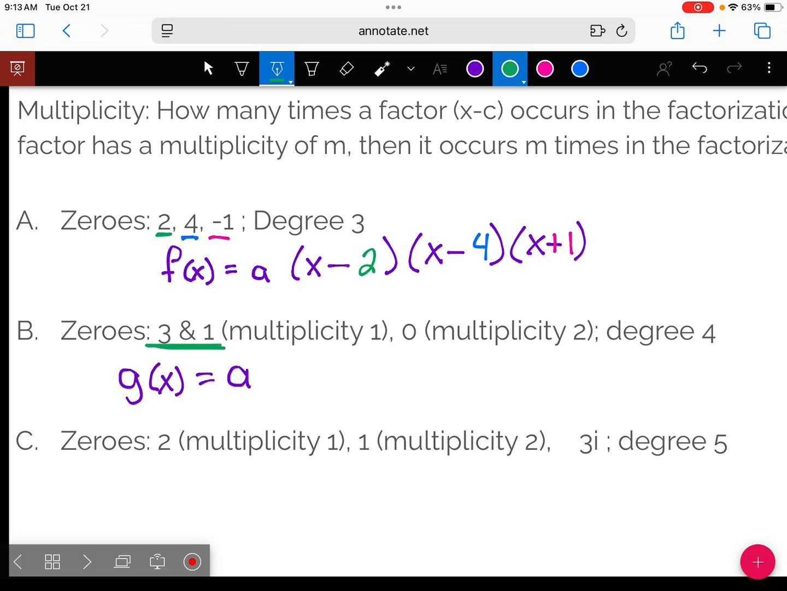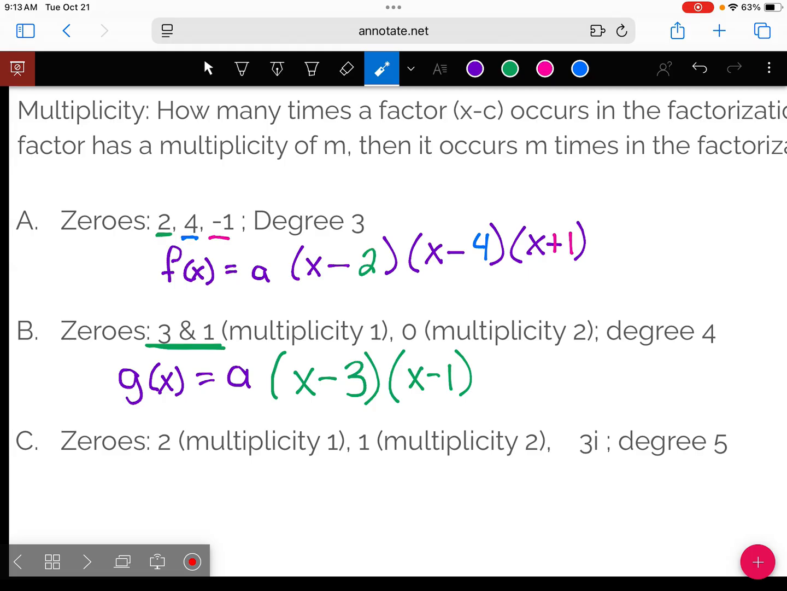For my zeros that have a multiplicity of 1, it is just like these zeros up here. It is x minus whatever our zero is, whatever our root is. So we're going to have our x minus 3 as a factor, and our x minus 1 as a factor. What the multiplicity of 1 means is that it just happens once, or it has a power of 1, which we don't typically write. Multiplicity of 1 is kind of the default state.